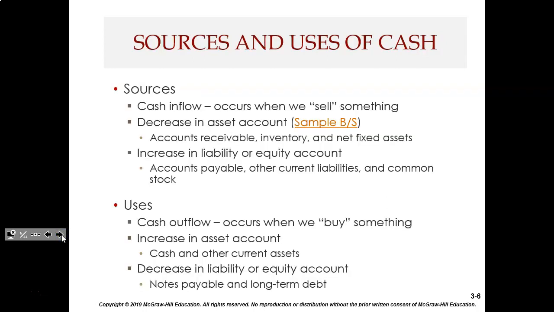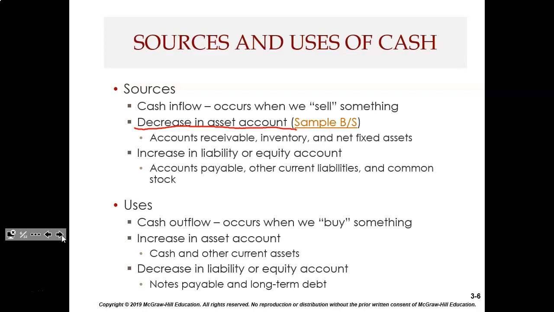Okay. First thing we start off with is sources and uses of cash. Obviously, a source of cash is any cash inflow. It occurs when we sell something. The main thing you want to remember here is the decrease in the asset account. So we want to make sure we remember decrease in an asset account, accounts receivable. Obviously, people paid us money that they owed us, inventory, we sold inventory to a customer, or net fixed assets, we sold off some assets that either are outdated or we're no longer using.